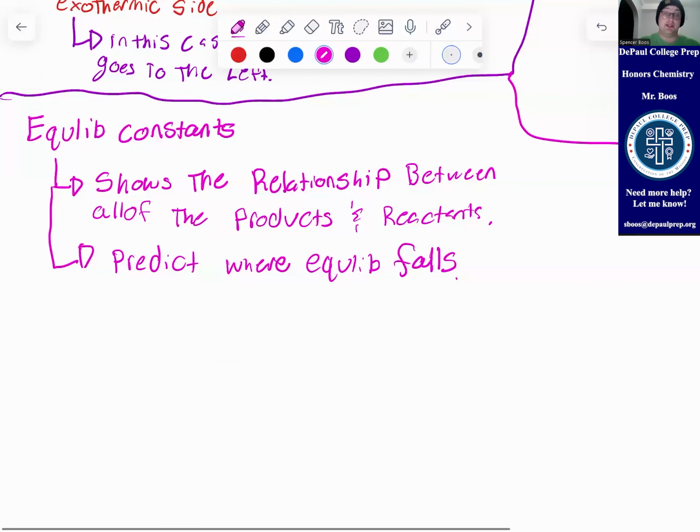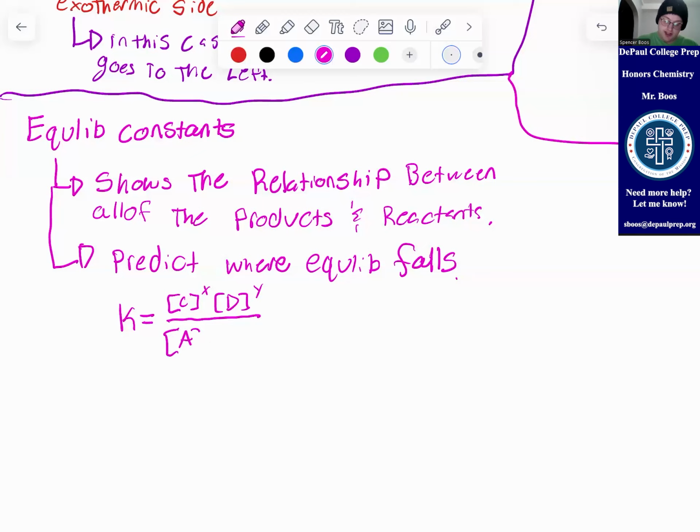The equation for this, of course, is K, capital K, is equal to C raised to the X, D raised to the Y, over A raised to the N, and B raised to the M, where of course we have NA plus MB in equilibrium with XC plus YD. So you can use that key to help formulate where your variables are going.